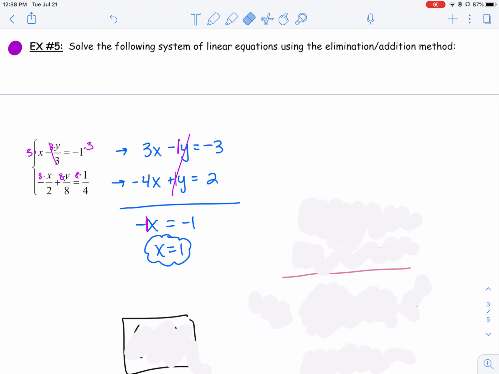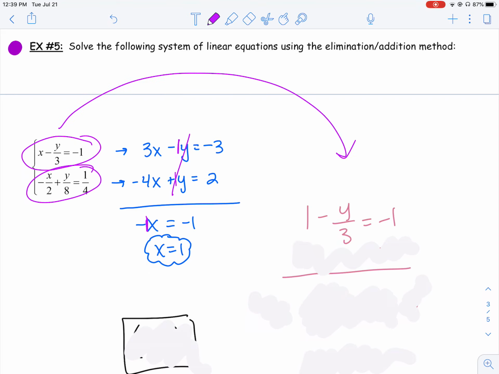All right, now that I have x equals 1, I've got to figure out what y equals. Here we go. You could either pick one of your original equations and plug 1 in for x to find y. I'll do that now, but then I'll show you an easier strategy that might work too. So I'm going to pick the original top equation, and instead of an x, I'm going to plug in a 1. So using this top equation, I have 1 minus y over 3 equals negative 1.